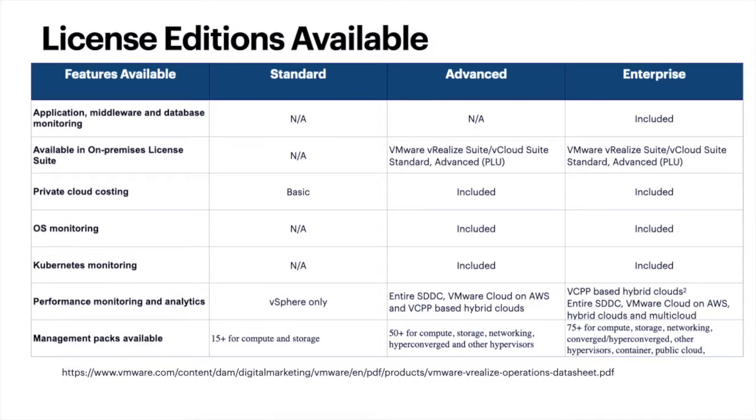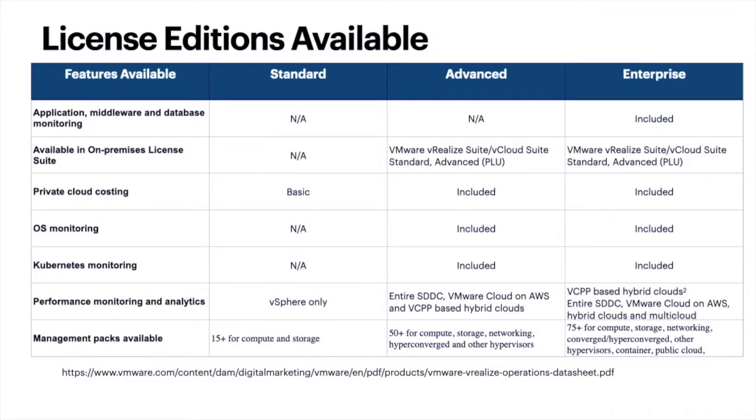So if you see on the left hand side, I have listed the features available. To start with, there are options like applications, middleware, database monitoring, and all these features are only available in Enterprise Edition, wherein these editions are available as a SaaS based public cloud offering, as well as we can go ahead and deploy it on-premise in an SDDC deployment or a setup, right?